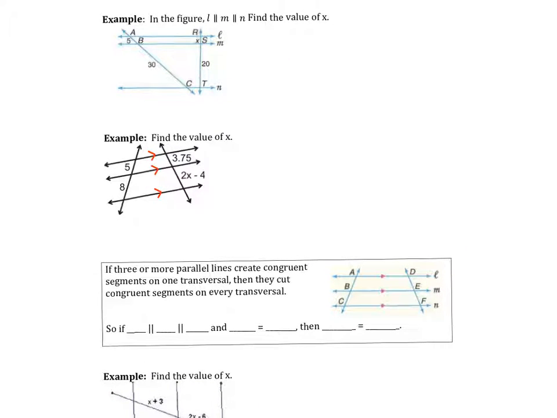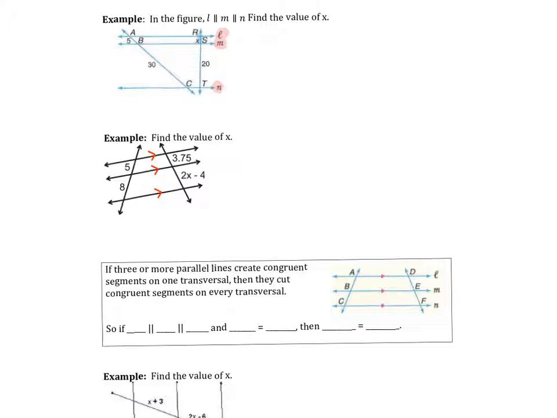So I've got a figure down here, and I've got line L parallel to line M. I'm just going to highlight their letters for you. Line L, line M, and N are all parallel. It's asking me to find the value of x. So x is this little part right here.